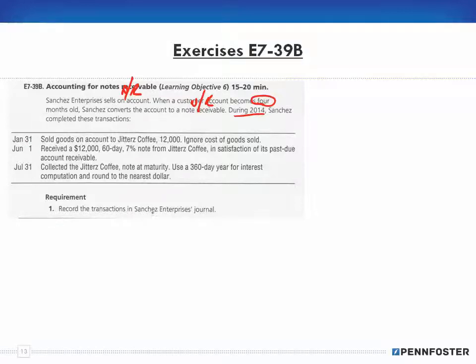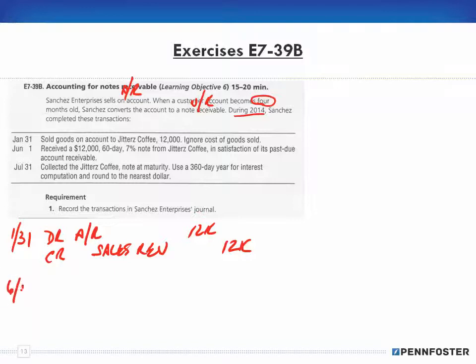These are the three, and then record the transactions in Sanchez Enterprises journal. So we're making journal entries. For January 31st, sold goods on account to Jitzer Coffee, $12,000. Ignore cost of goods sold. Simple transaction. Should be able to do this by now. Are you affecting cash? No. Are you affecting accounts receivable? Yes. So you're going to debit your accounts receivable for $12,000, and you're going to credit your sales revenue for $12,000.